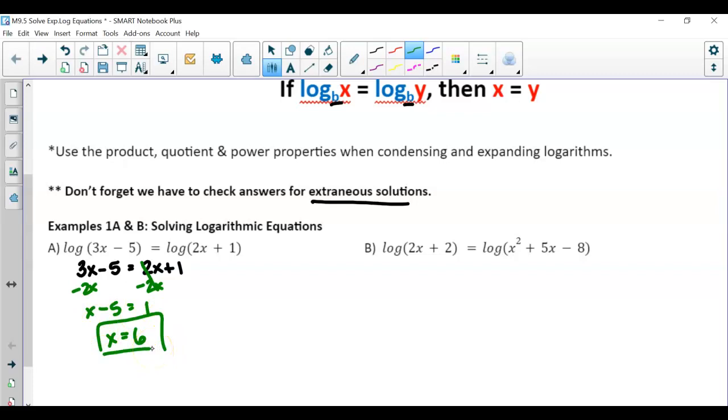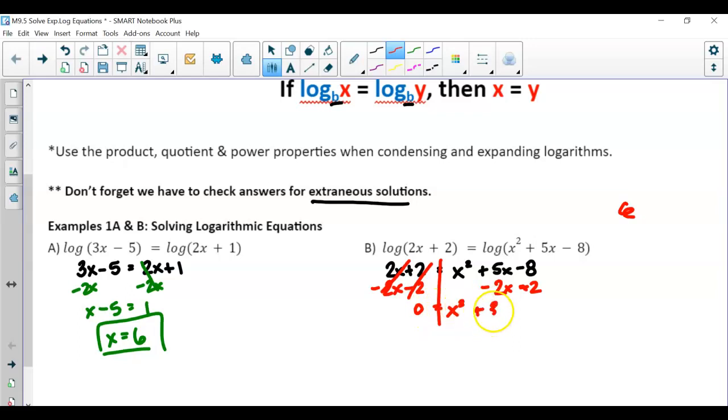Now in the second one, again, same thing. We've got two common logs here, base 10, so they have the same base, which means we can set 2x plus 2 equal to x squared plus 5x minus 8. Now notice we are solving a quadratic, so we need this to equal 0. So I'm going to subtract 2x and 2 from both sides. And now that this is equal to 0, we can factor x squared plus 3x minus 10. That was negative 8 minus 2. So now we can factor.